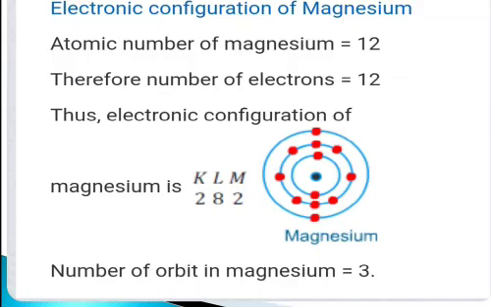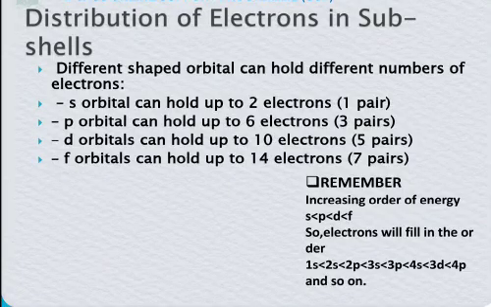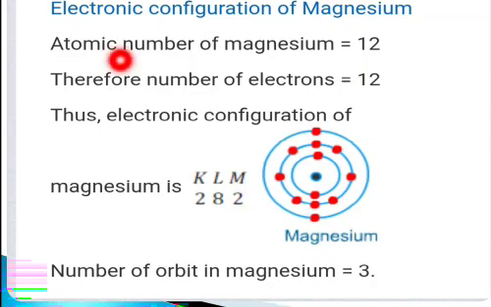Now just have a look at the electronic configuration of magnesium. You will observe there are 12 electrons in magnesium. So in the first shell, K, 2 electrons will be there. In the second shell you will place 8 electrons, and the 2 electrons left at the end are filled in the third shell.